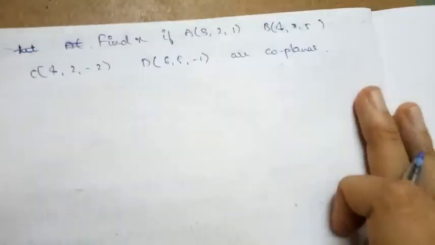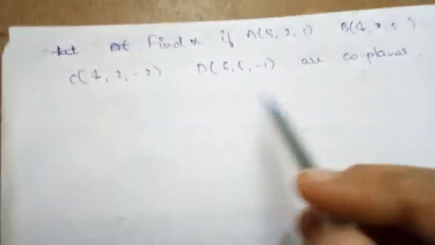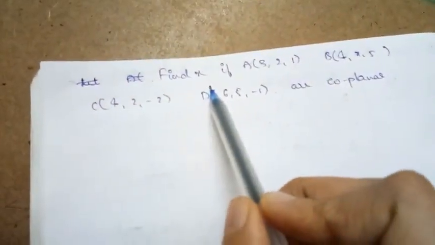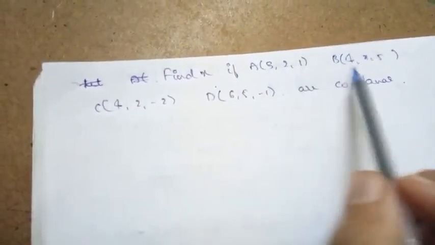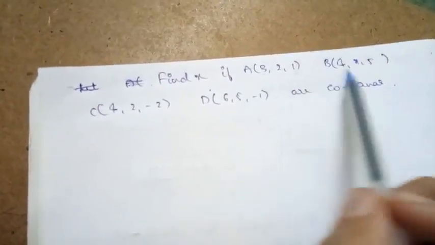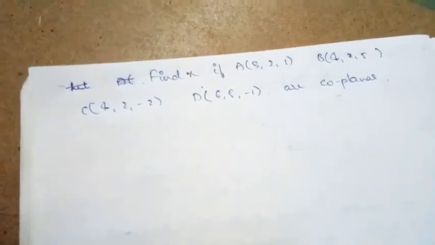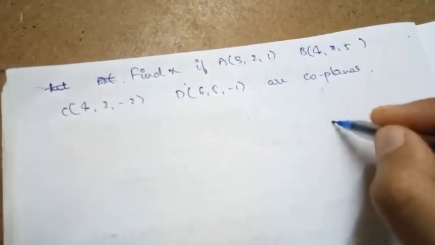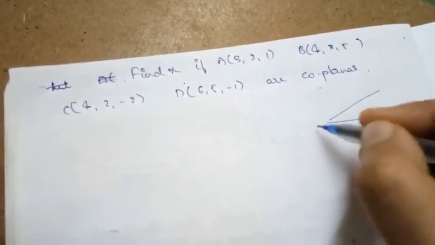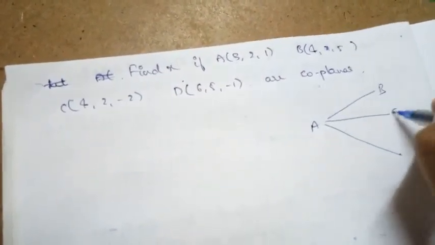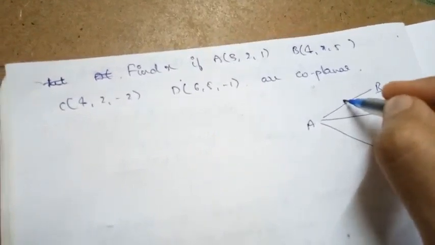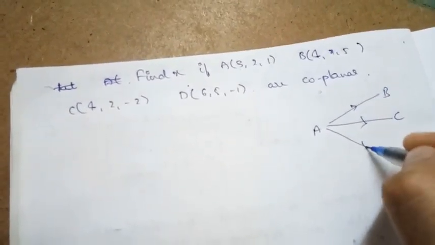Here is another question which is similar to the previous question. Here they asked us to find the value of x when they have given the 4 points, such that they are saying that these 4 points are coplanar. So they have given you the coordinates of 4 points. The thing is, you need to find vector AB, vector AC, vector AD.